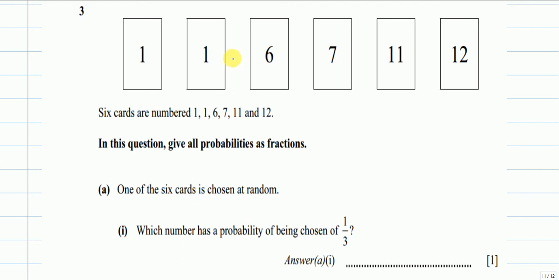We are given 6 cards, and they have the numbers 1, 1, 6, 7, 11 and 12. In this question, give all probabilities as fractions. In part A, one of the 6 cards is chosen at random. Which number has a probability of being chosen of 1/3?